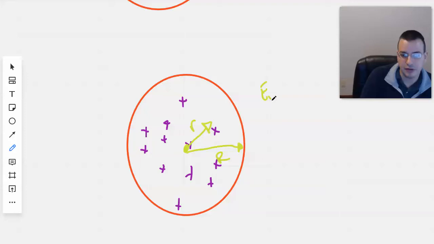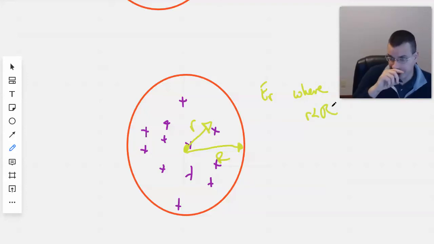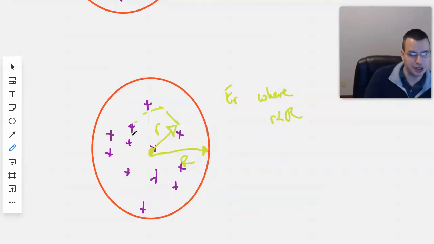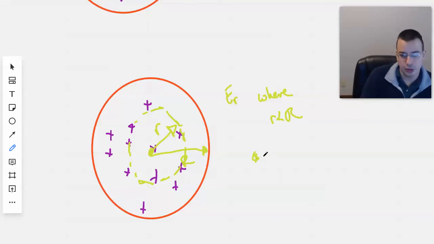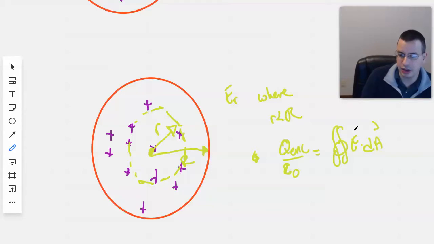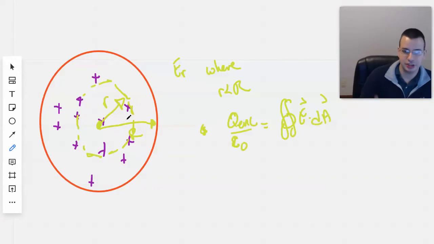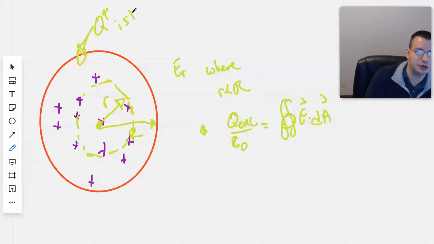So E of r, where little r is less than big R. And so what we do then is we use Gauss's law. Or you take the shortcut and just say, yeah, it's probably this answer, which you'd probably be right. So we would do Q enclosed over epsilon naught equals the double integral of E dot dA. Now this time, we might be told that Q plus is the total charge.